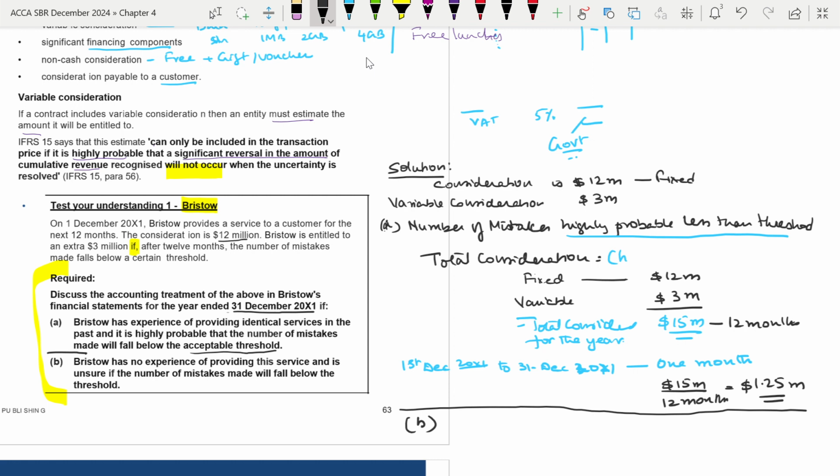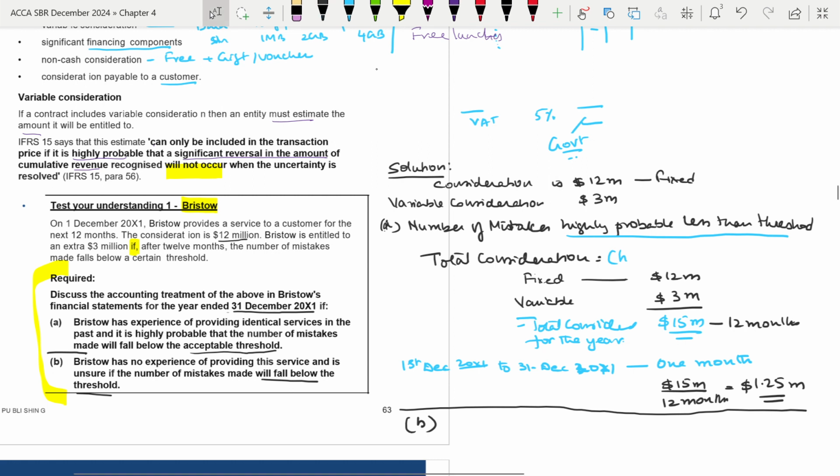Now, what is the second one? The second one you can do on your own. Understand the question. The concept is that Bristow has no experience of providing this service, and it is unsure whether the number of mistakes made will fall below the threshold. They are unsure because maybe they will cross the mistakes limit and will not fulfill the consideration condition.